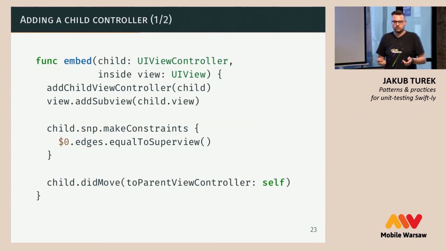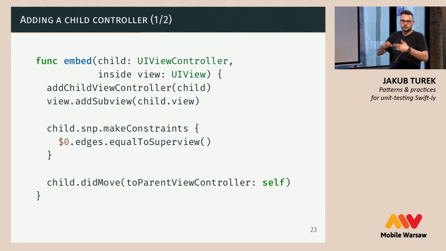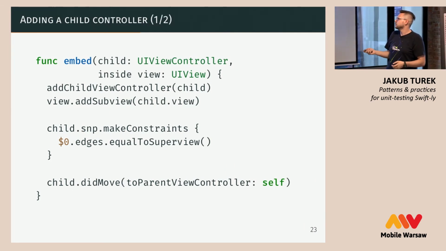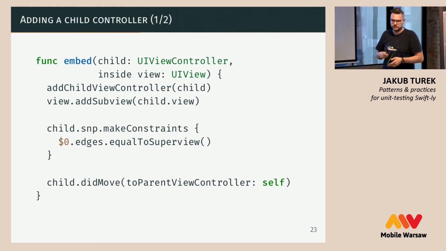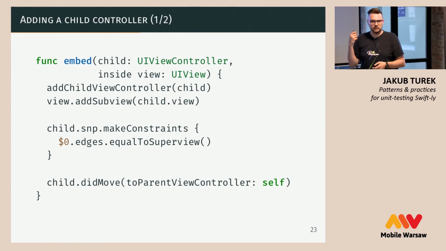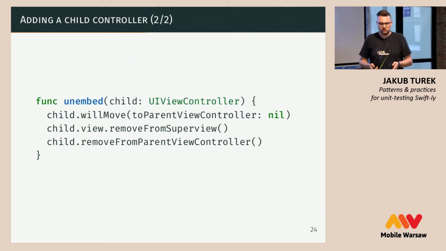This is the code for adding a controller. It's what you will find in the docs of Apple. So you need to add a child, you need to add a view to the parent controller. You need to make it as big as the view that you intend to embed this in, and you need to call didMove with the parent controller in here. In this case, it's self because it's an extension on the controller. To remove the controller, you will do the same.